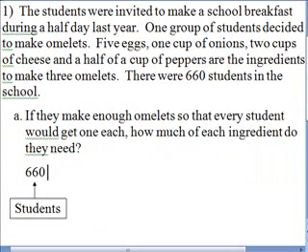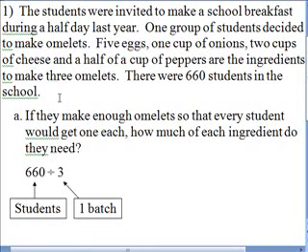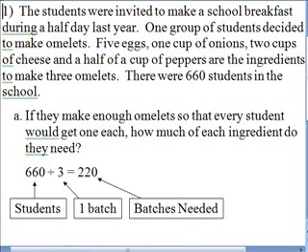We know that there are 660 students, and if we put all these ingredients together, we're going to make 3 omelets. In other words, with all these ingredients, we could feed 3 students. We could call these 3 omelets one batch. So by dividing by 3, we're going to get our total number of batches we need to make or cook.